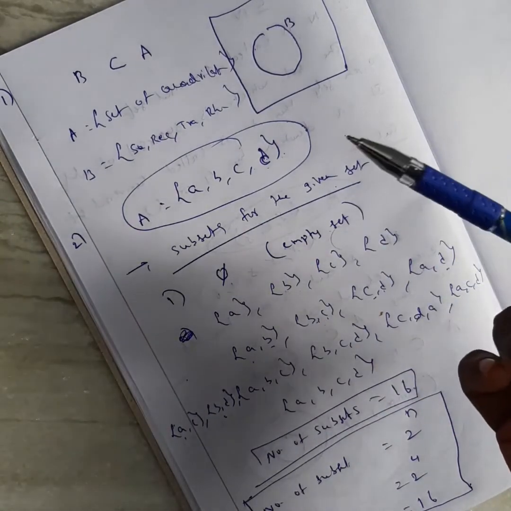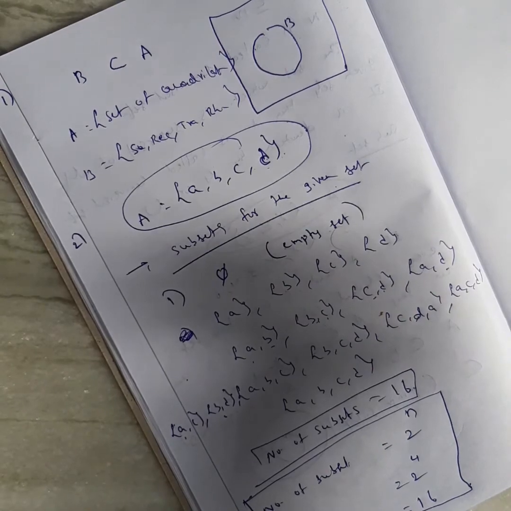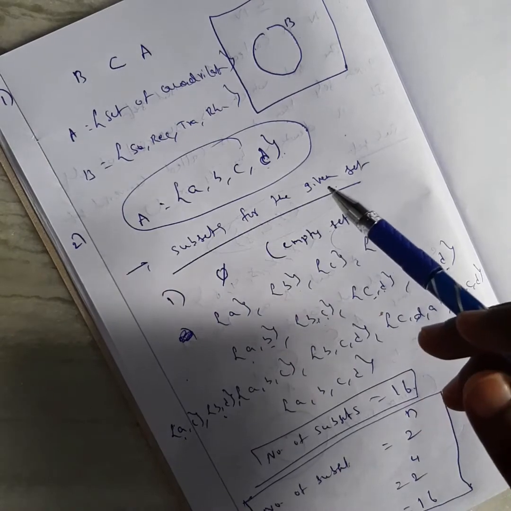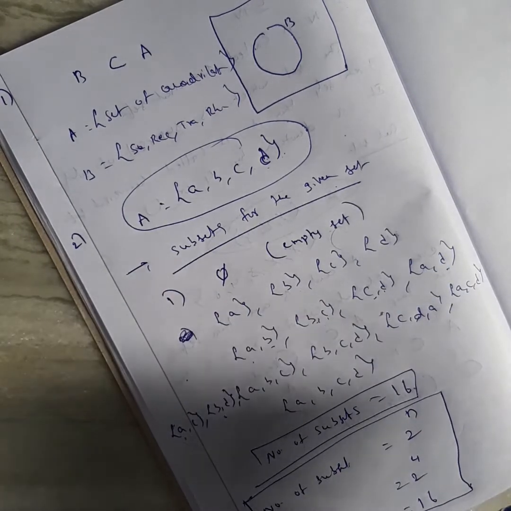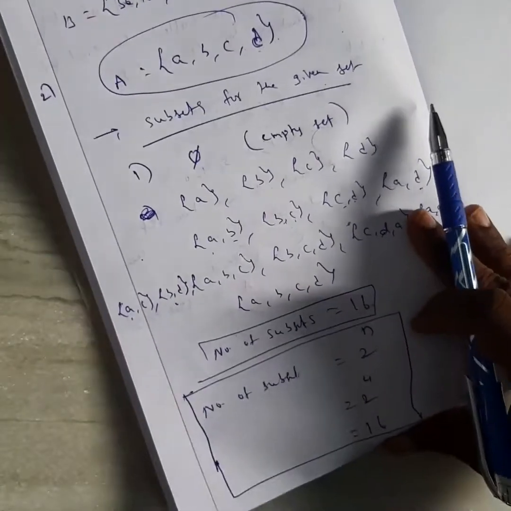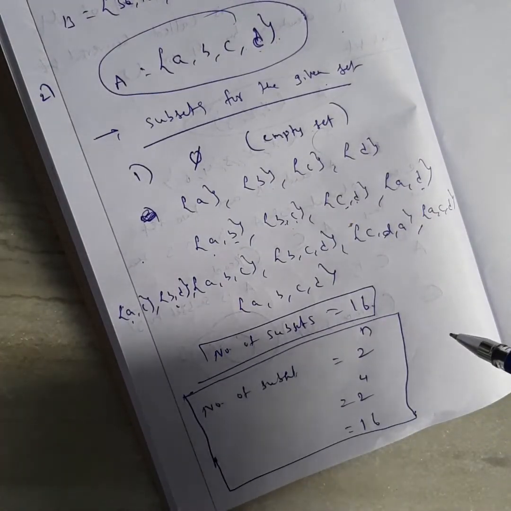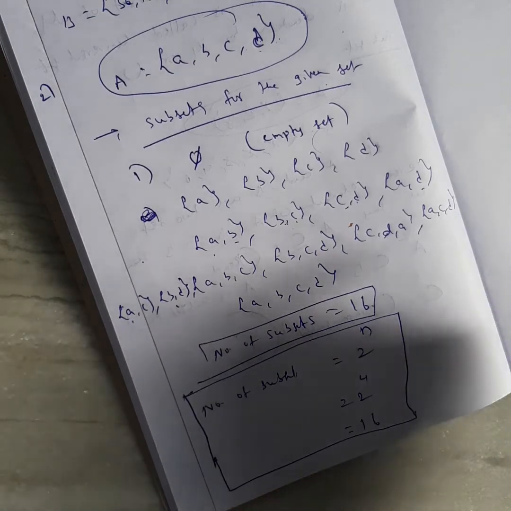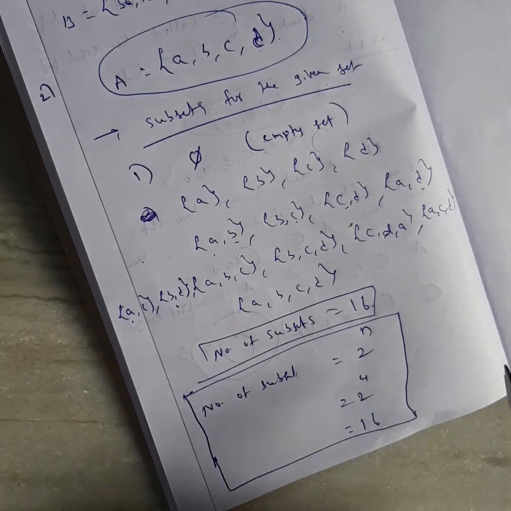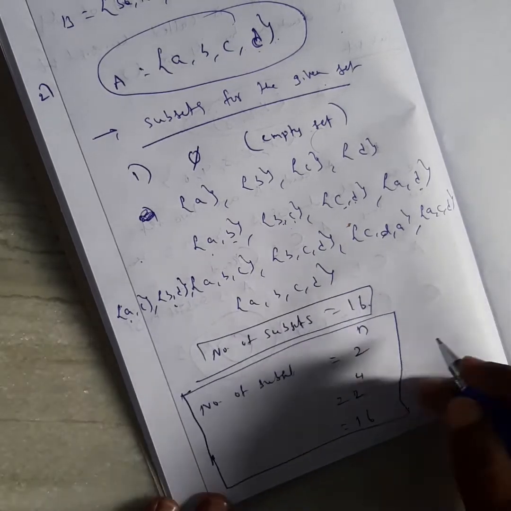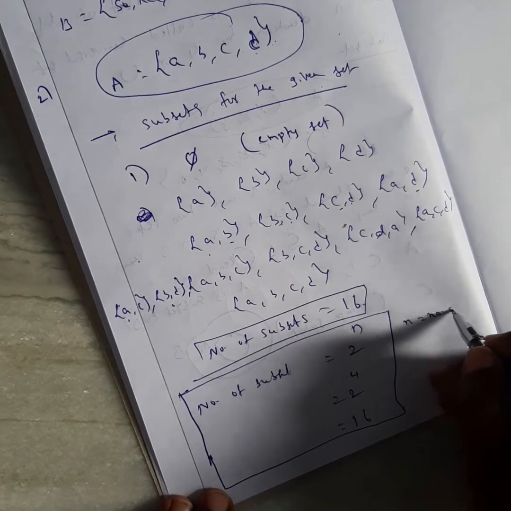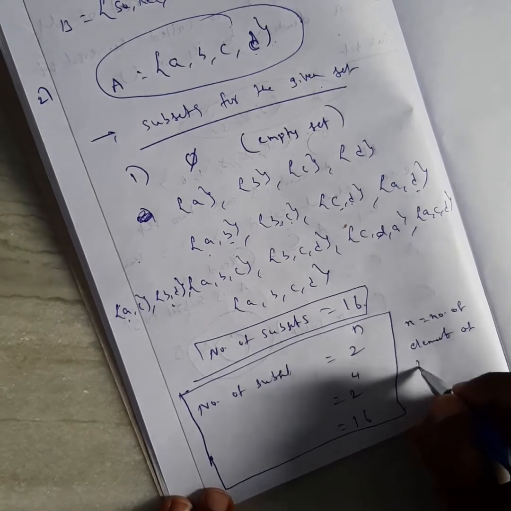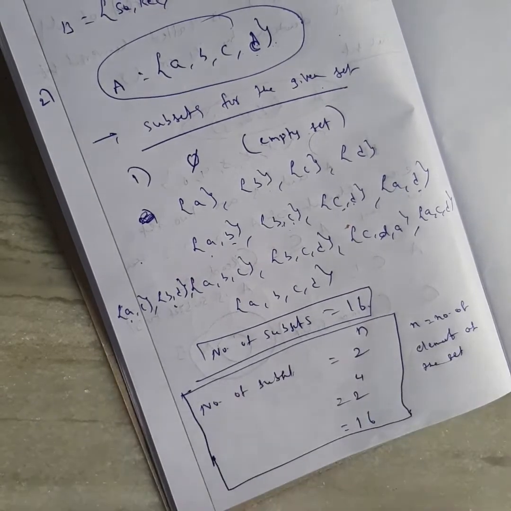Next, write the sets containing three elements and four elements. You have to write all the different ways. Totally, the count is 16 subsets. By using the formula also you can find how many subsets: 2 to the power n, where n is the number of elements of the set. So 2 power 4 is equal to 16.